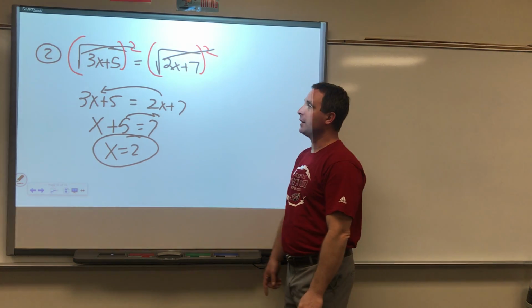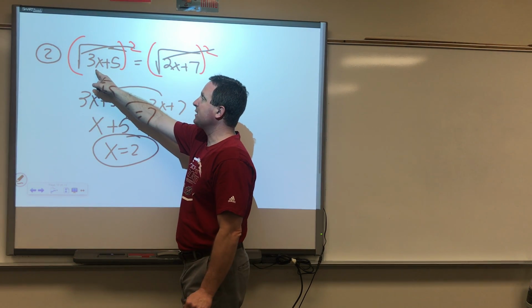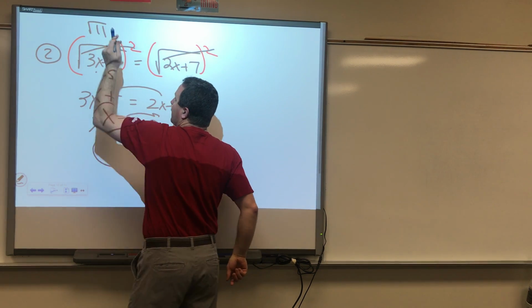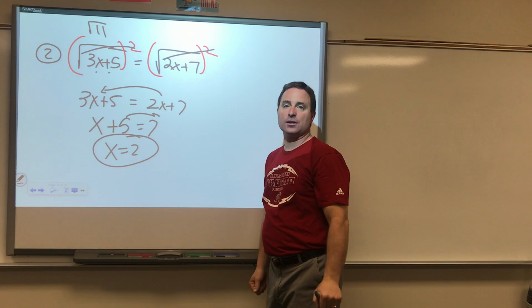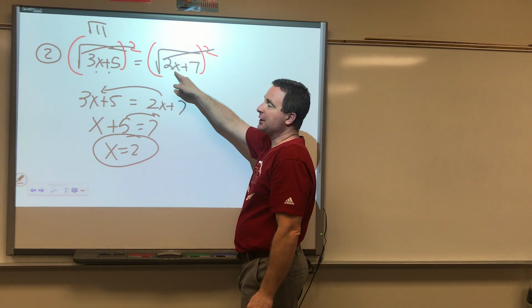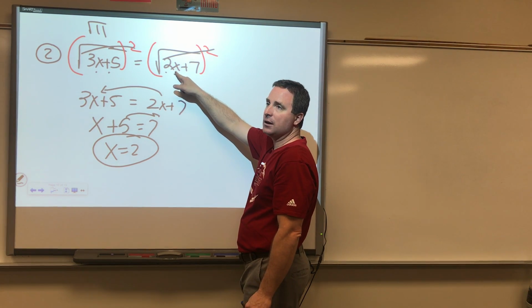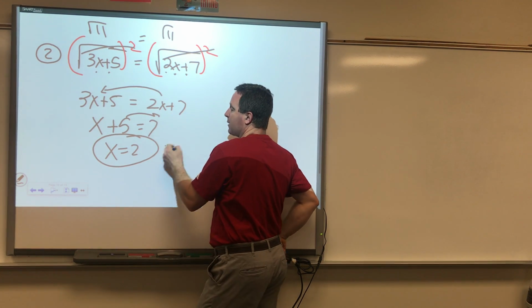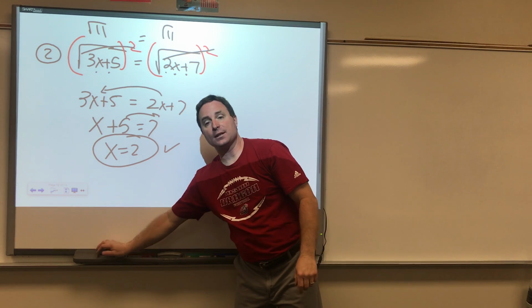Let's check my answer. If I plug in a 2, 3 times 2 is 6. 6 plus 5 is 11. Now it's the square root of 11. It's not a nice number. Let's just leave it as the square root of 11. What if I plug in a 2 right here? 2 times 2 is 4. 4 plus 7 is 11. And I get the square root of 11. They're equal. And it works again.